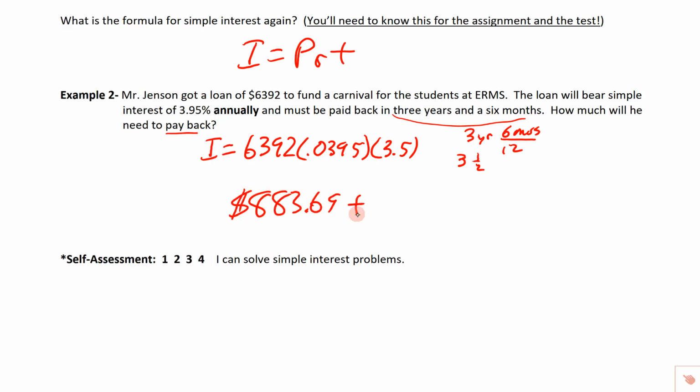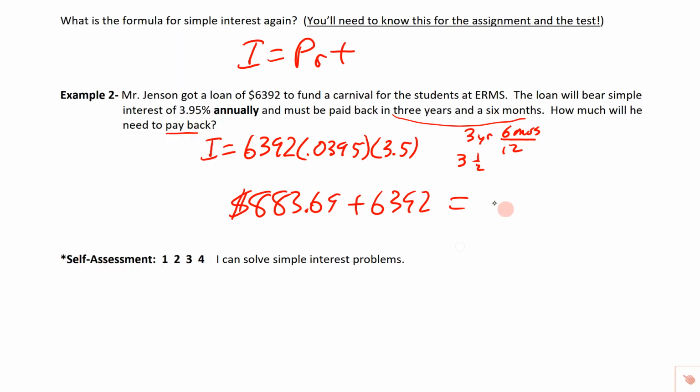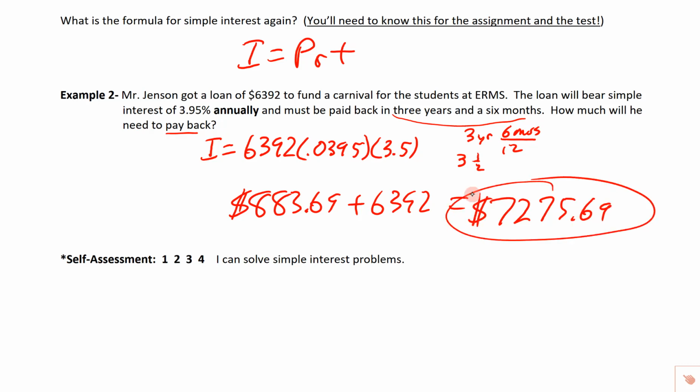So this is going to be $883.69. We're going to add that to the original amount that was borrowed, $6,392, and we get the total amount that has to be paid back. So we're going to take this, 883.69. There's the interest. We're going to add the principal, $6,392, and we end up with $7,275.69. So he's actually going to have to pay back almost $7,300. Okay, go ahead and circle how you feel about this right now, and good luck on the assignment.